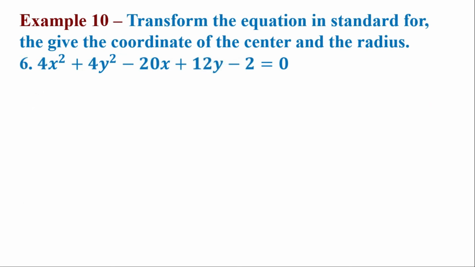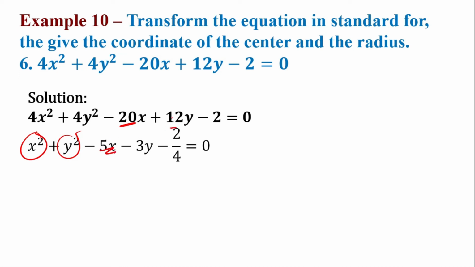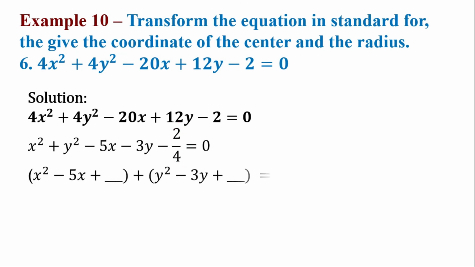Now for number 6, let's do the same. Let's simplify it by dividing the equation by 4. So 4x squared divided by 4 is x squared. 4y squared divided by 4 is y squared. 20 divided by 4 is 5. 12 divided by 4 is 3. And 2 divided by 4 is 2 over 4. I could simplify this, but since I'll be dealing with squared fractions here, it would be easier if I did not simplify it to 1 half. You will see what I mean later.